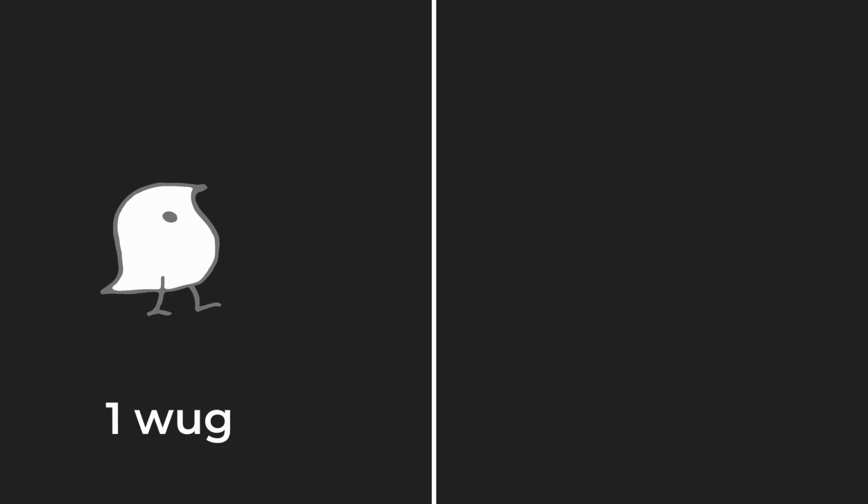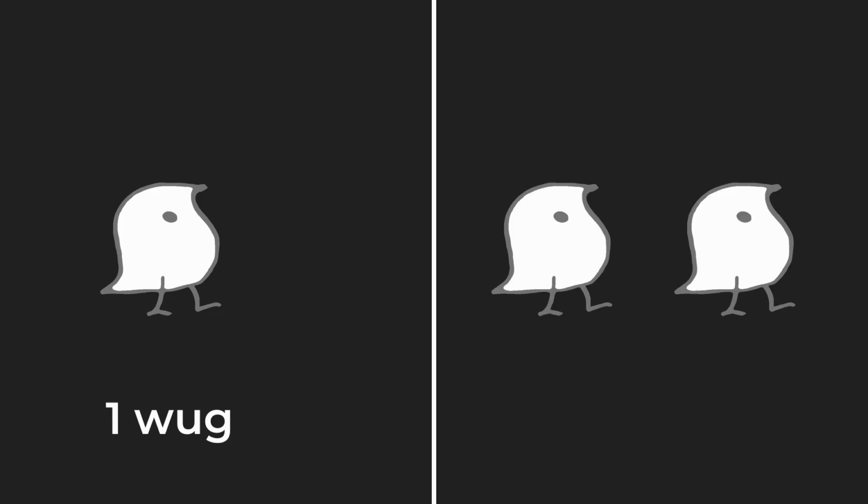Here's the second panel, with two of them. What do you say here? One wug? Two wugs? If that's what you said, well, that's the correct answer. Congratulations. But why does this matter? It probably sounds very trivial, right?